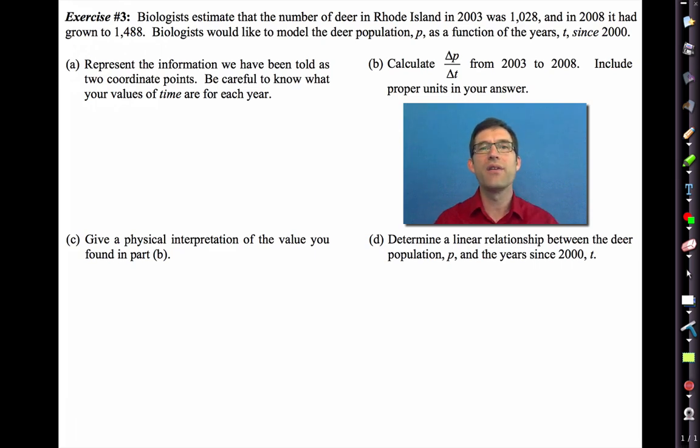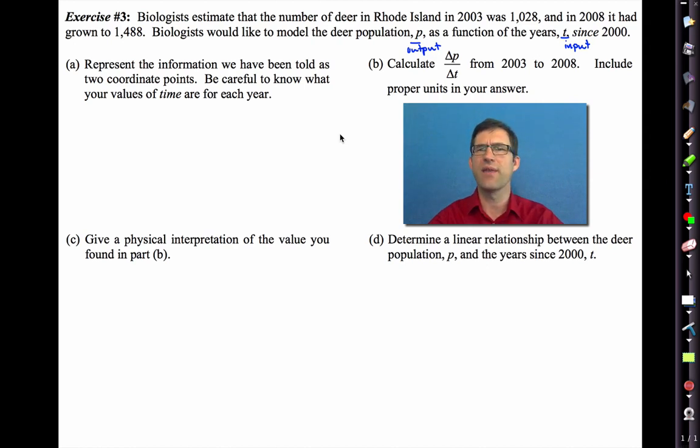Biologists would like to model the deer population P as a function of the years T since 2000. In other words, this is my output, and this is my input. First thing we're asked to do is represent the information that we've been told as 2 coordinate points. Be careful to know what your values of time are for each year.